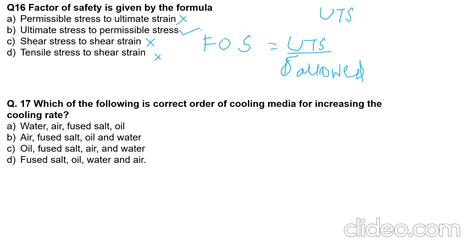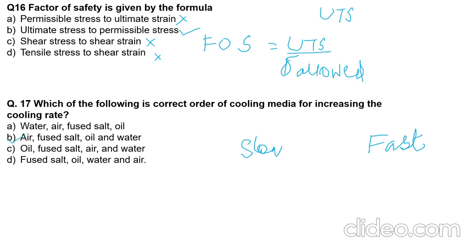Then we have another question which says, which of the following is the correct order of cooling media for increasing the cooling rate? This we have discussed. So you just have to say the increasing cooling rate. The order should be from the slowest cooling rate to the fastest cooling rate. So we'll go from slow to fast. What is the right sequence? Option B. Option B, right.